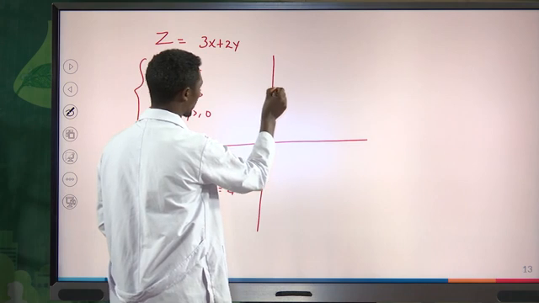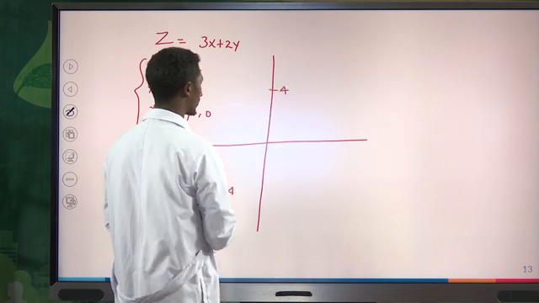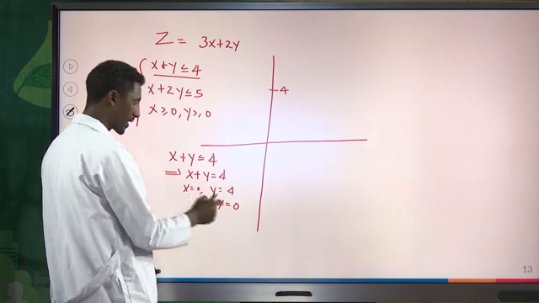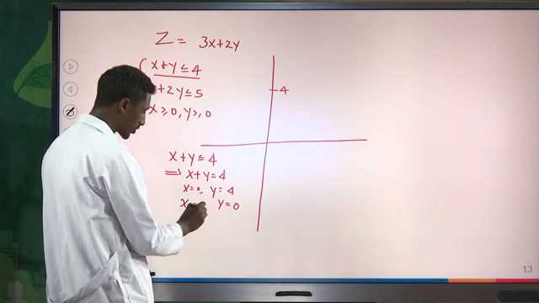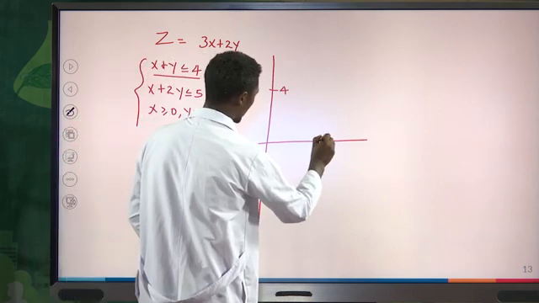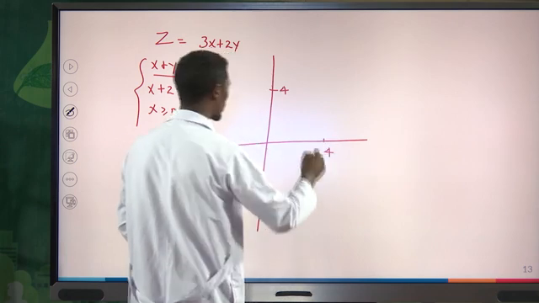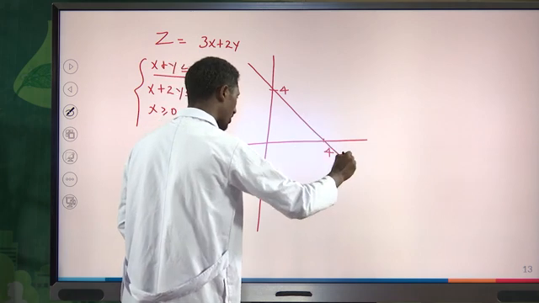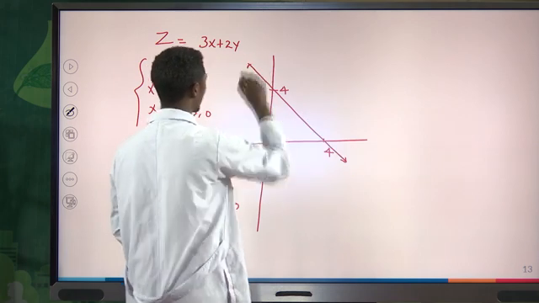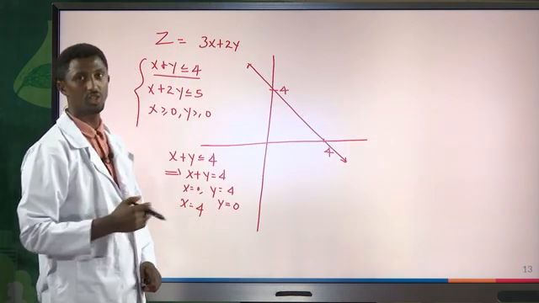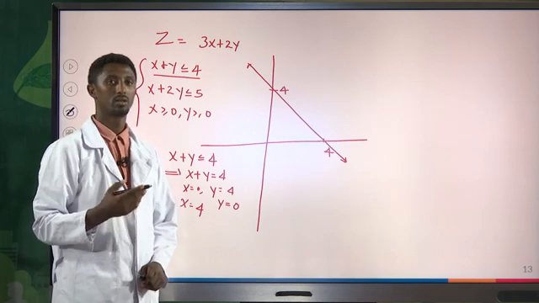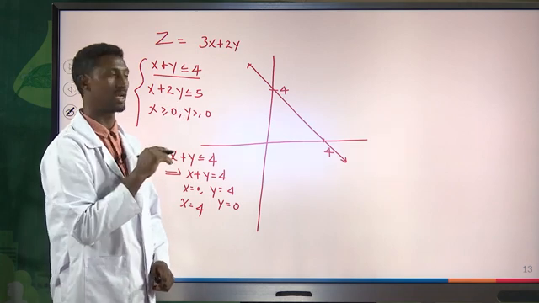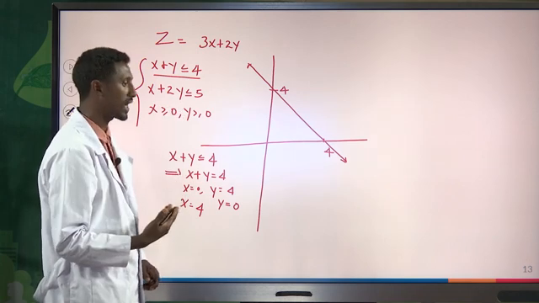So let's locate roughly 4 on the y-axis. When y equals 0, x is also equal to 4. Let's say this is x, which is 4. Then we'll connect these 2 points by a straight line. So after we draw this straight line, the feasible region is either downward or above this straight line. So how can we choose that?